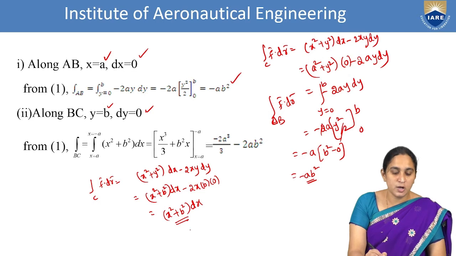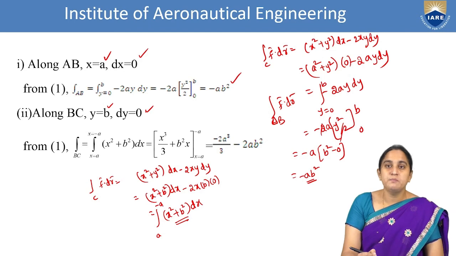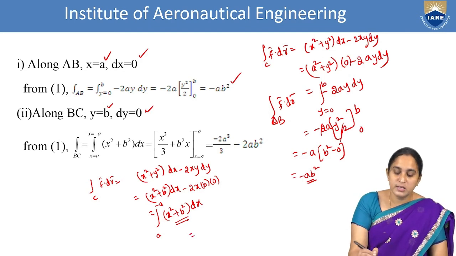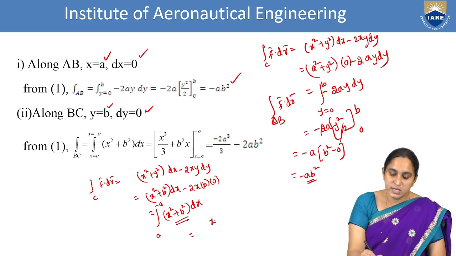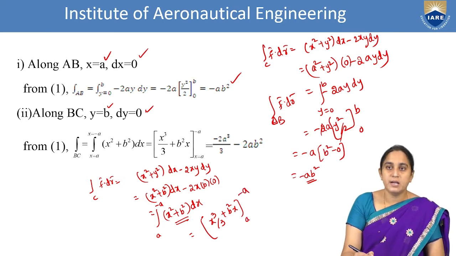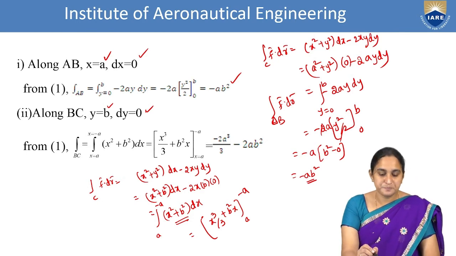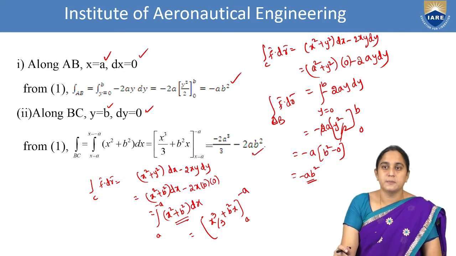From the diagram along BC, what are the limit points here? a to minus a. Now integrate with respect to x: x square integrates to x cube by 3, plus b square into x, with limit points a to minus a. Now substitute all limit points: upper limit minus a and lower limit a. Directly it is minus 2a cube by 3 minus 2a b square. This is along BC.